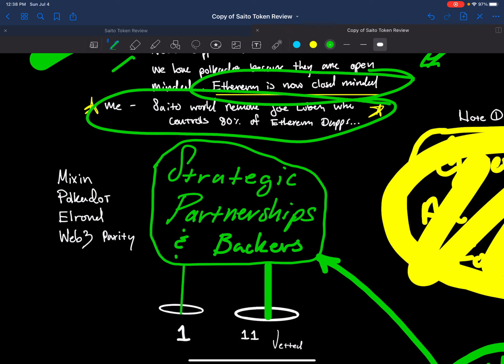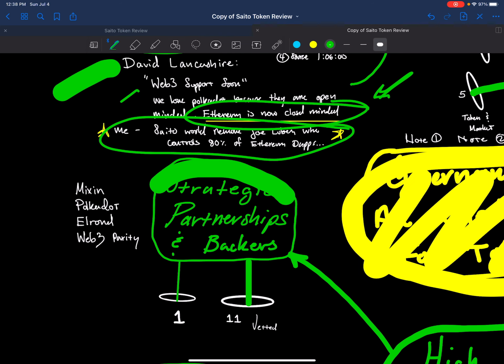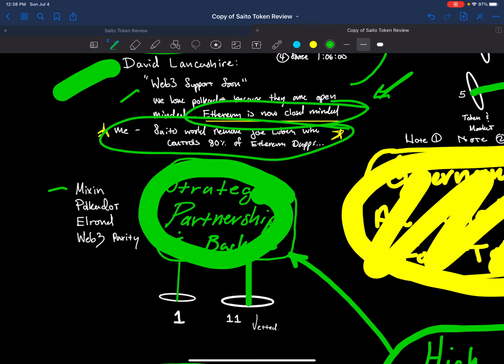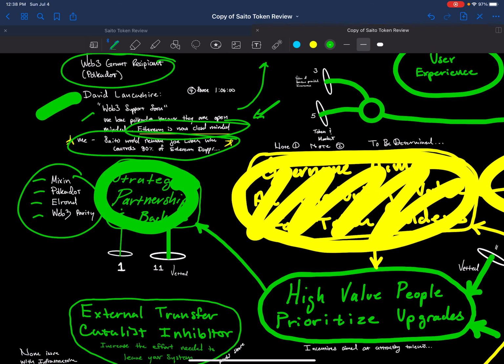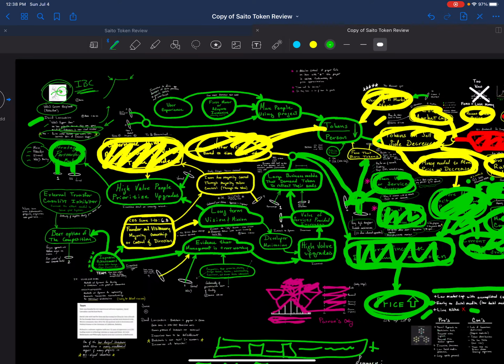I am a big Ethereum bull, but Ethereum is taking some bad actions by not being open-minded to solve some of these problems. Some of the other partners are Mixin, Polkadot, Elrond, and Web3 Parity. So they are hitting home runs with those partnerships. These are all great projects. So that is something to consider.